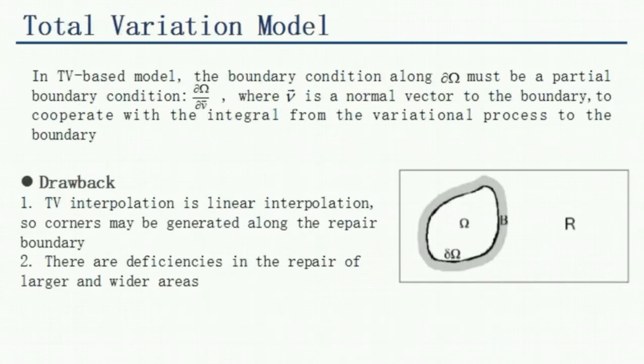The first model I will introduce is the total variation model. The TV-based image inpainting method can be used for the restoration of images with disturbance. In order to cooperate with the integral from the variational process to the boundary, the boundary condition along partial omega must be a partial boundary condition: partial omega divided by partial vector, where the vector is a normal vector to the boundary. This repair method will extend the sharp edge into the repair area omega. This method has some drawbacks.